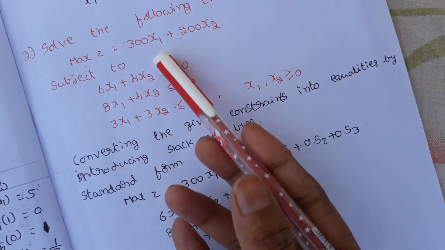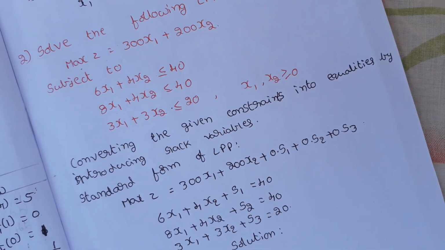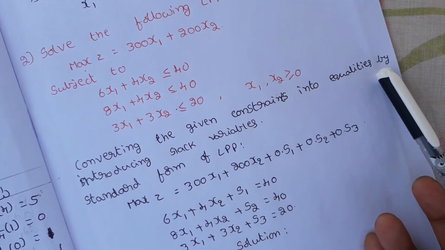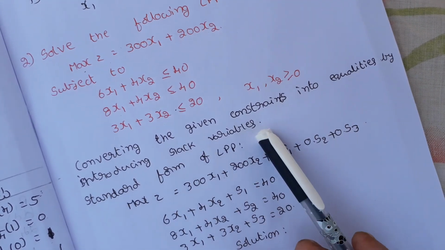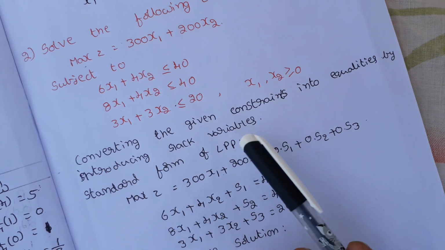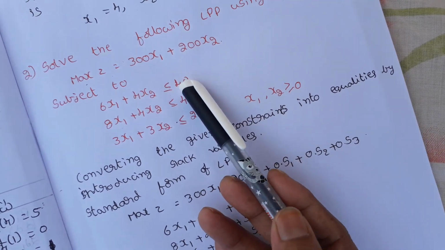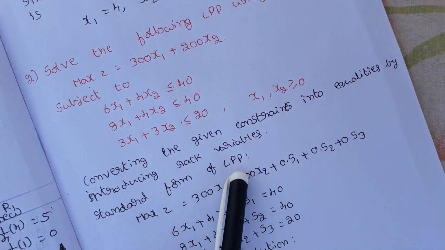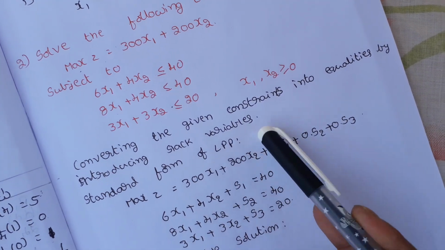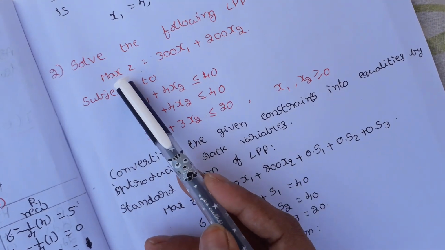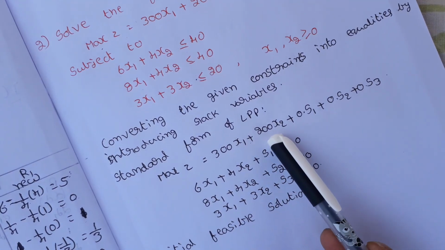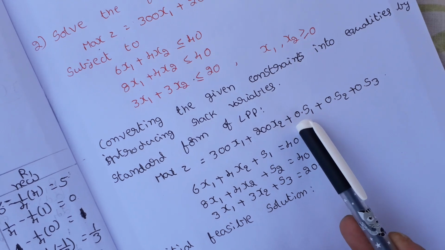Now, what we will do in the answer: in the first step, we convert the given constraints into equalities by introducing slack variables. When we introduce the slack variables, the form of the LPP is what we call the standard form of LPP. Now, what is the standard form of LPP? Max z equal to 300x1 plus 200x2, subject to the constraints.